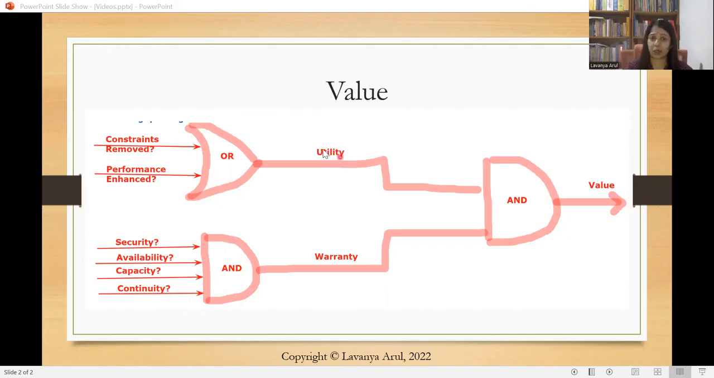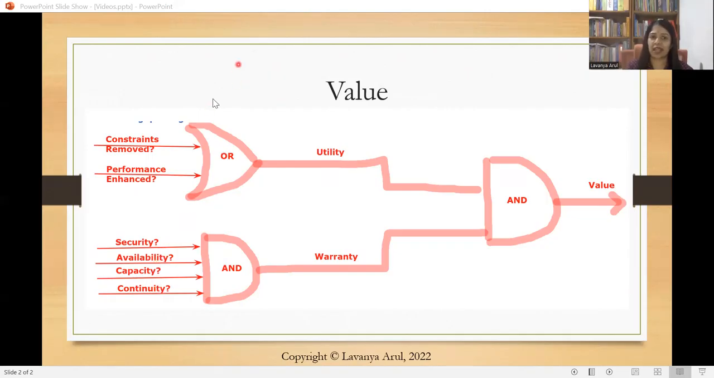So that concludes utility. When we talk about warranty, there are 4 areas and it's an AND gate, which means all the 4 must be achieved: security, availability, capacity, and continuity.